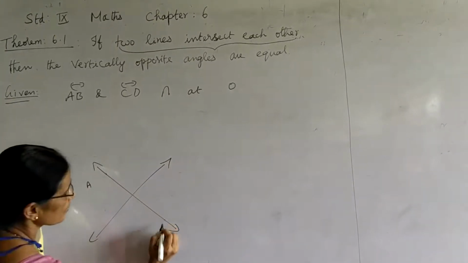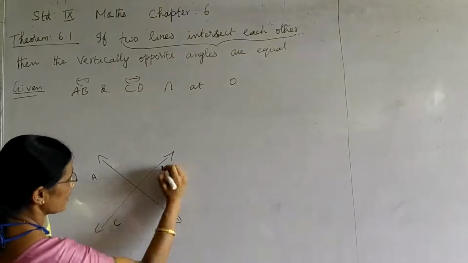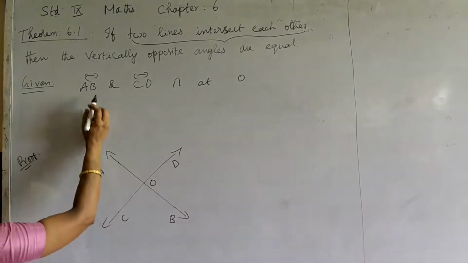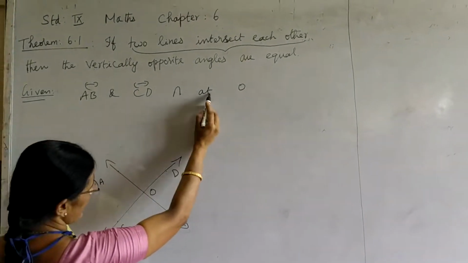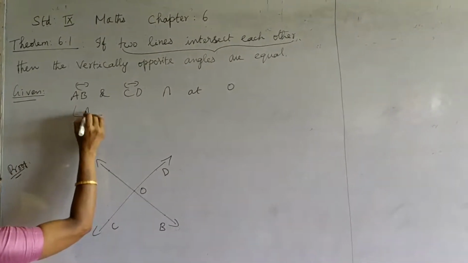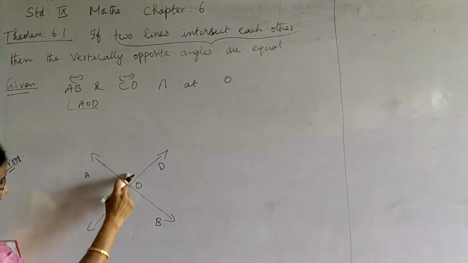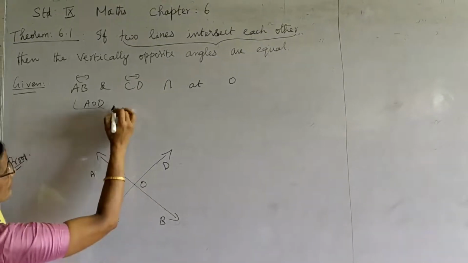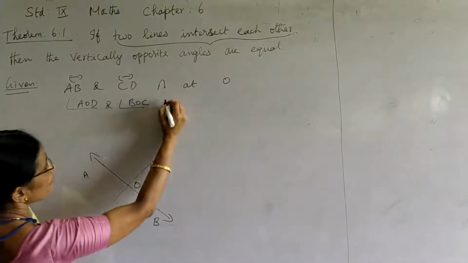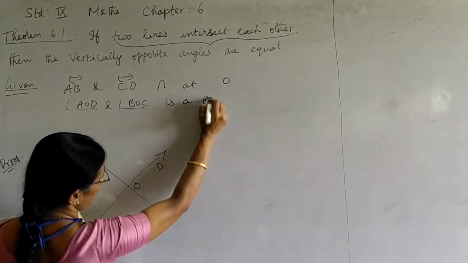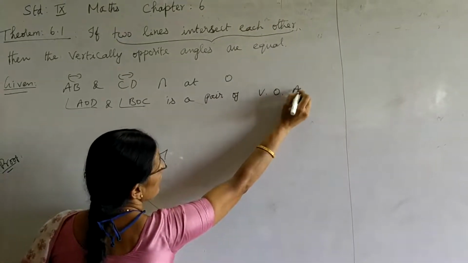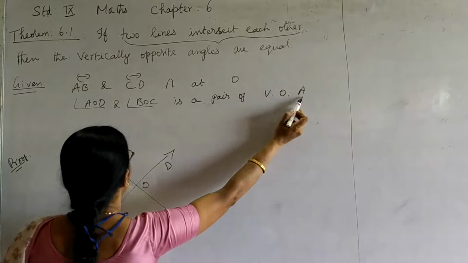This is line AB and this is line CD. They intersect at point O. So AB and CD intersect at O. Which are the vertically opposite angles formed? AOD, this angle, and its opposite angle, angle BOC, is a pair of vertically opposite angles. I write the short form, vertically opposite angles.